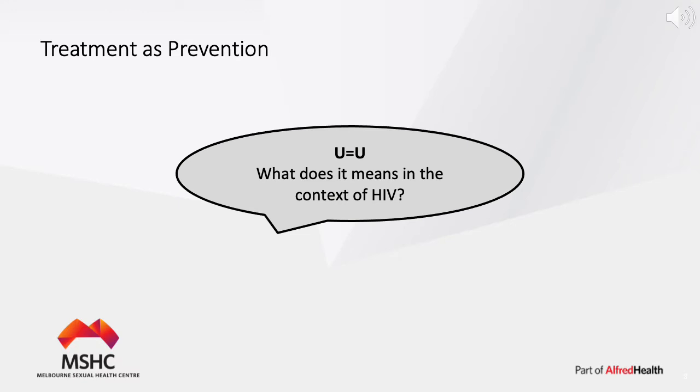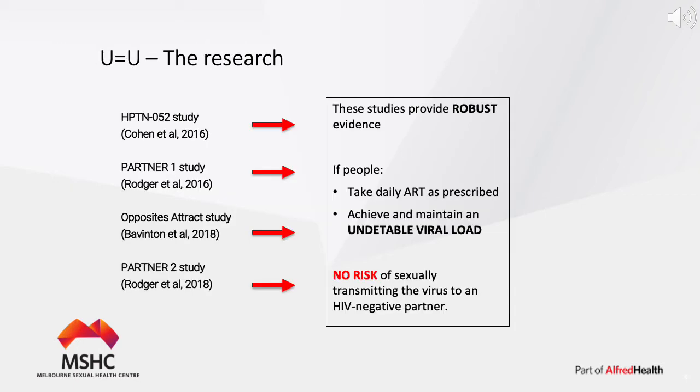Now we know that treatment is an important tool as prevention. So U is equal to U. But what does it mean in the context of HIV? So basically, when we say that U is equal to U, we imply that if someone has an undetectable viral load, then that person is untransmissible. That means that person will not transmit HIV to his partner. So U, undetectable, equals U, untransmissible.